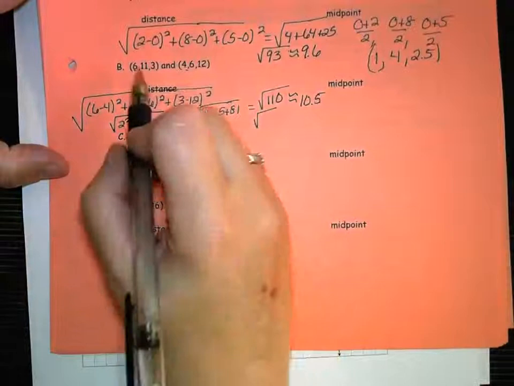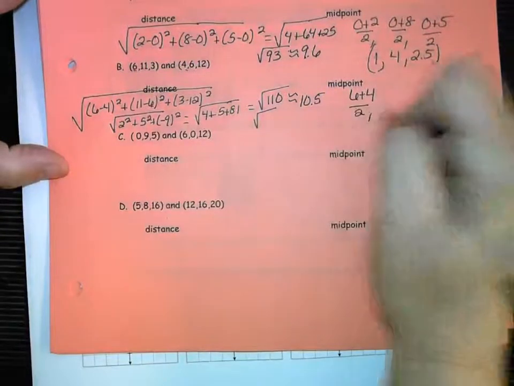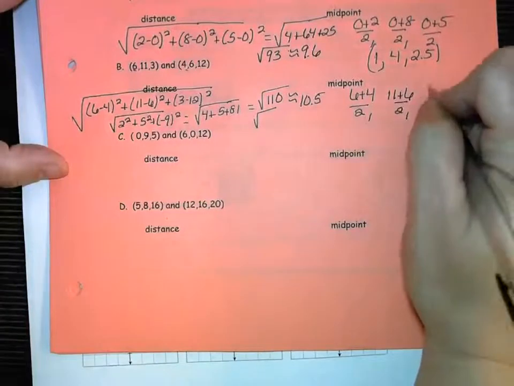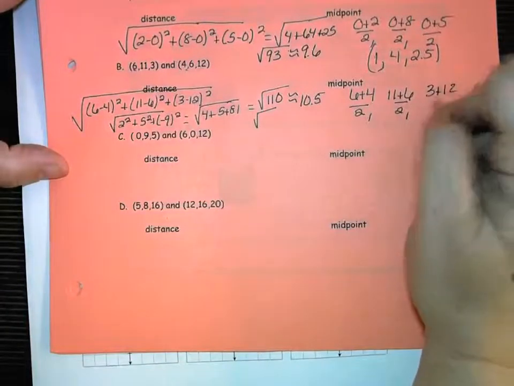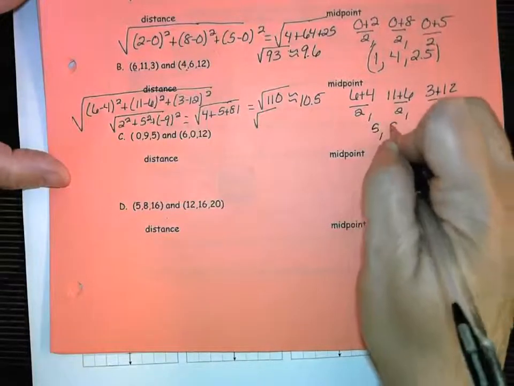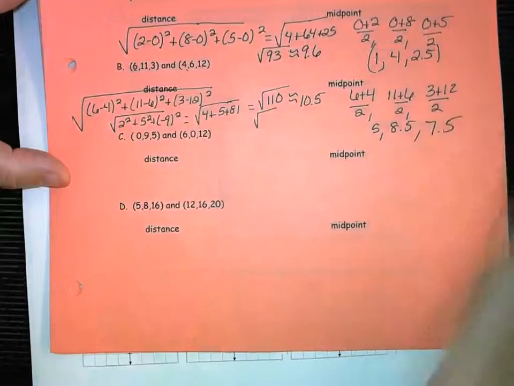For the midpoint, we're going to do x plus x over 2, y plus y over 2, and z plus z over 2. So we end up with 5, 8.5, 7.5.